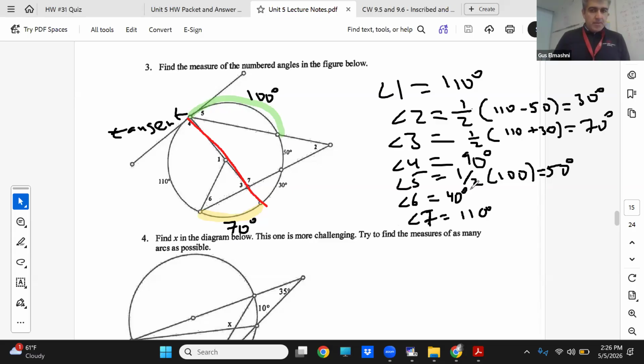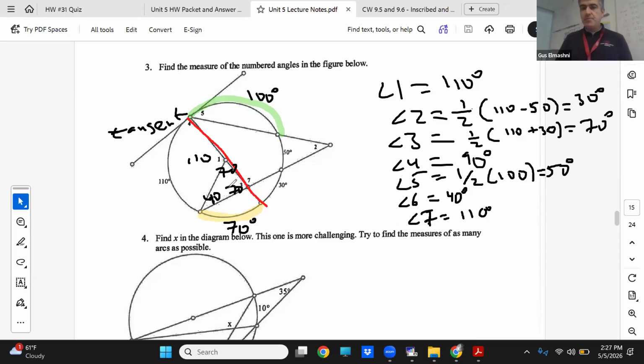I get 5. Remember secant and tangent, half. All right. For 6, you just do whatever is supplementary. So you know that's 110, right? And this is 70. And 3 is 70. You're overthinking it. So it should be 40, because all 3 angles add up to 180.